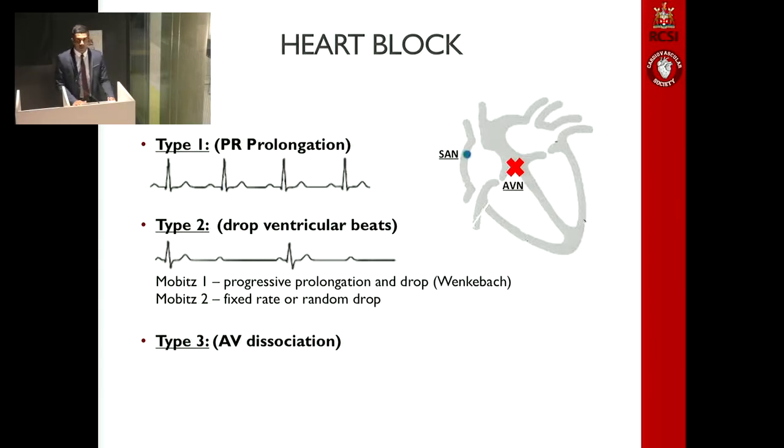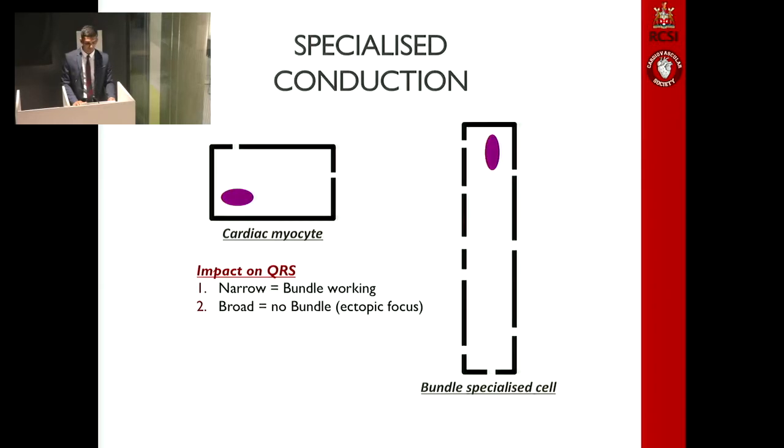Type 3 heart block is characterized by AV dissociation, which means the P waves occur at regular intervals to themselves, the QRSs occur at regular intervals to themselves, but there is no relationship between the P and QRS waves at all.